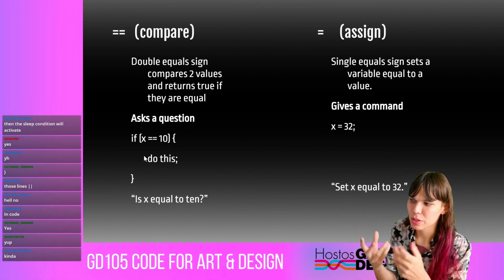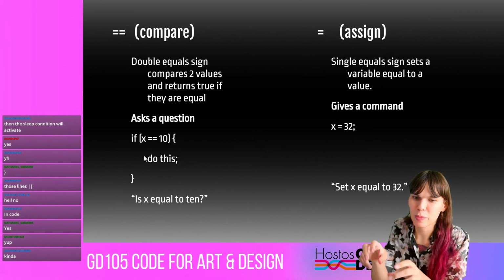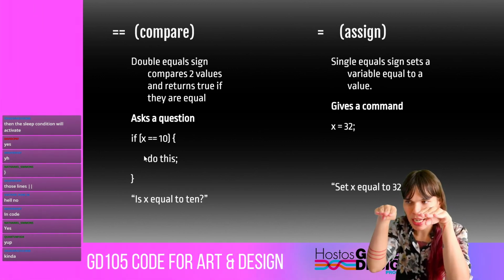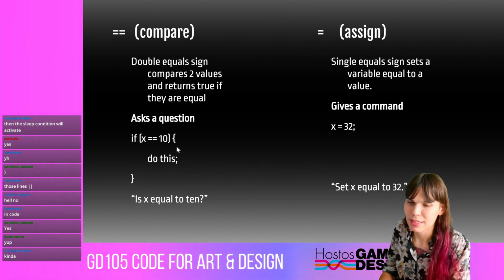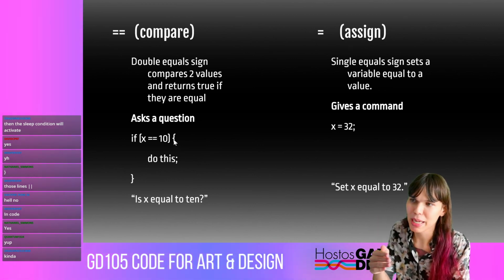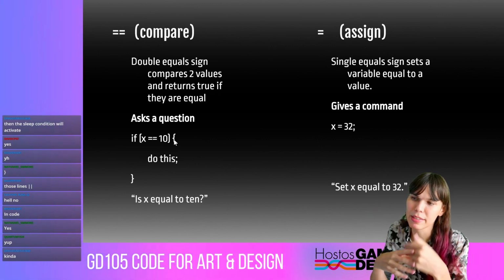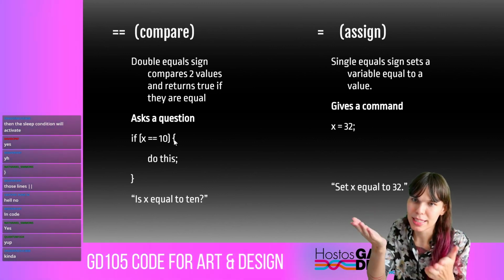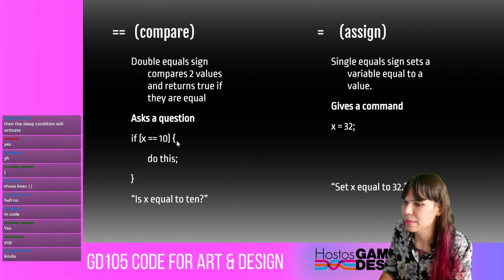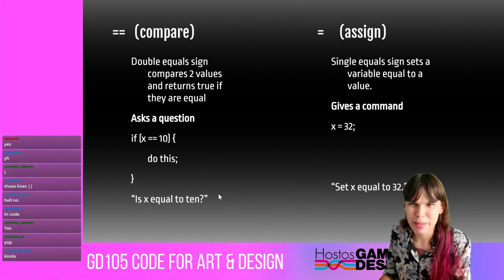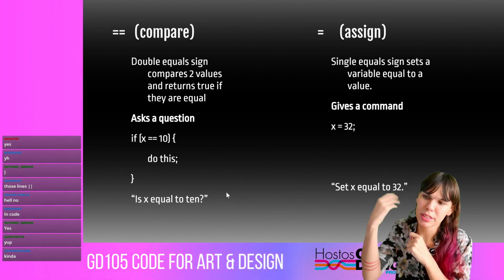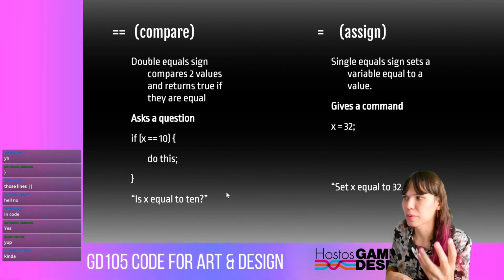Is x equal to the value of 10? Is this the same? If you put them on a scale, do they even out? And so just know that double equals compares. It compares the thing on the left to the thing on the right. If it's the same, then it gives you true. If it's not the same, it gives you false. So does that make sense? The difference between when you see two equals and when you see one equals?